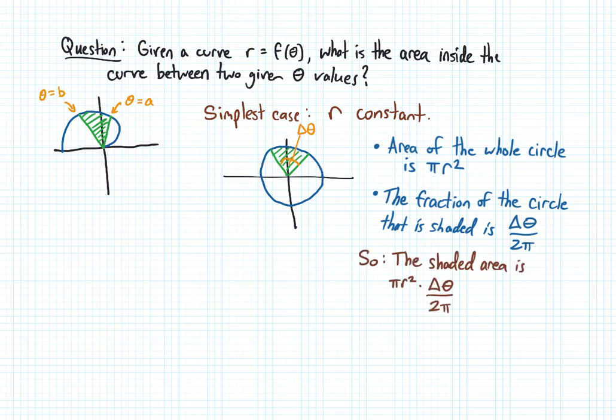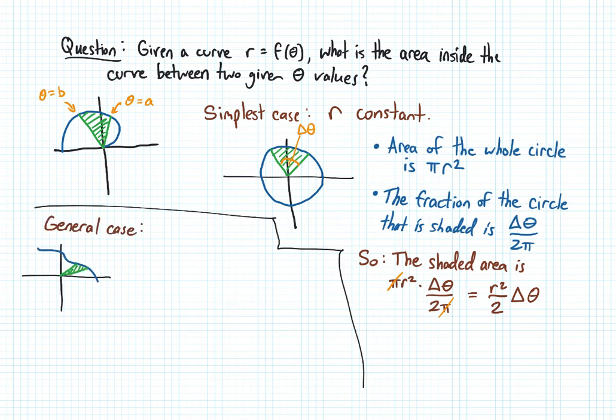And so then putting these two facts together, we conclude that the area of the shaded region is pi r squared times delta theta over 2 pi. And then the pi's cancel, so the formula can just be written as r squared over 2 times delta theta. All right, so now that we've figured out how it works when r is constant, we're ready to move on to the general case. And the way that works is that if delta theta is small, then you can approximate the area by a slice of a circle. A good way to think of it is that we're using these circular slices to approximate area in polar coordinates exactly the same way that we use rectangles to approximate areas in Cartesian coordinates.